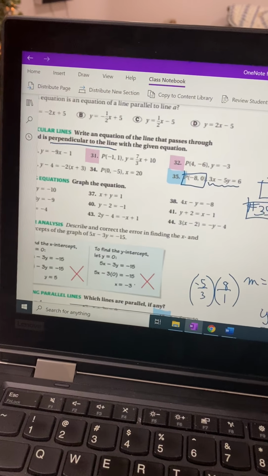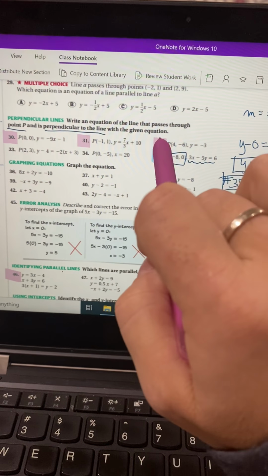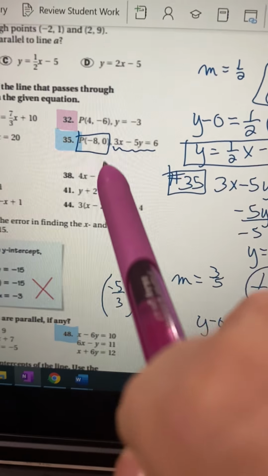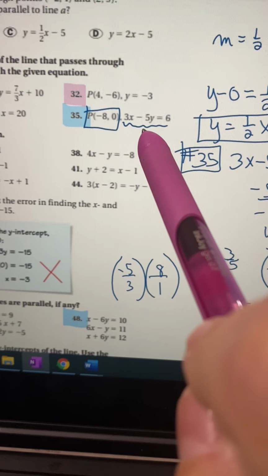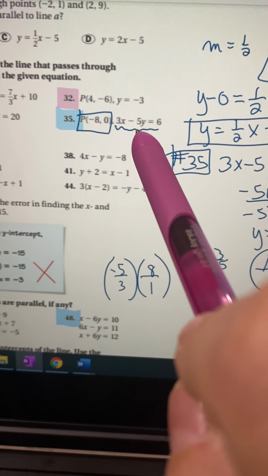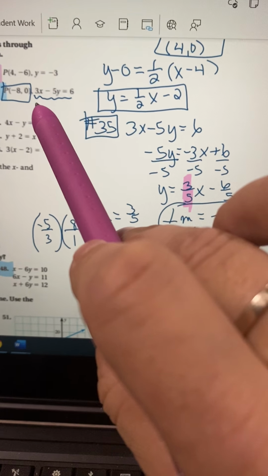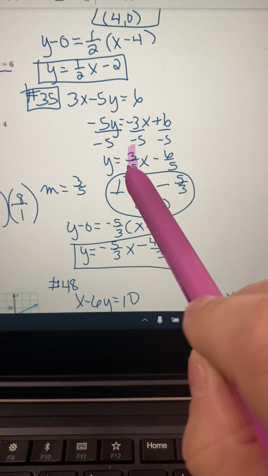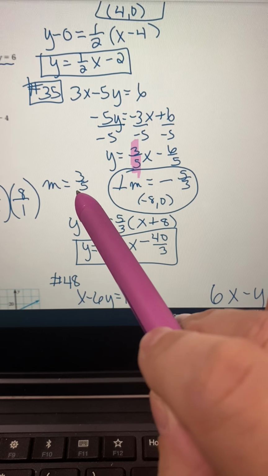For 35, very similar situation. It says write an equation of the line that passes through P and is perpendicular to the given line. So it has to go through this point, perpendicular to this line. Again, I can't tell what the slope is, so that's my first job. I'm going to take that equation that's given to me and rearrange it so I can figure out what the slope is. I see that the slope is 3/5, so my given slope is 3/5.